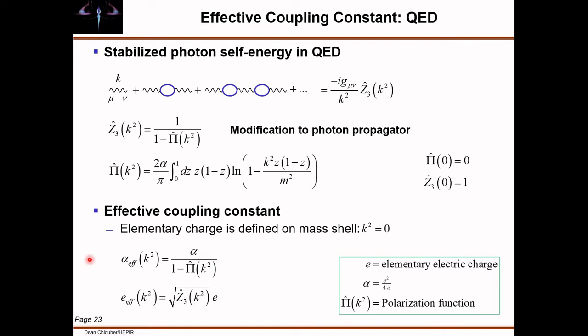We can define an effective coupling constant and equivalently an effective charge, but the elementary charge is naturally defined on the mass shell, where k squared is equal to 0 and pi hat is 0. Z3 hat, I call it that because of the correspondence with the renormalization constant Z3 in the standard theory. But Z3 hat is finite, and there's no renormalization in this approach.